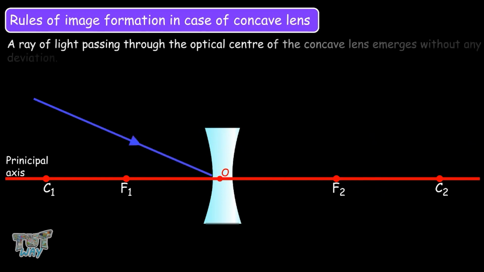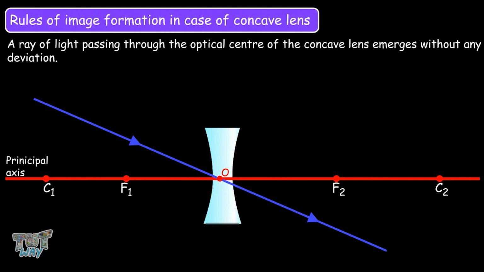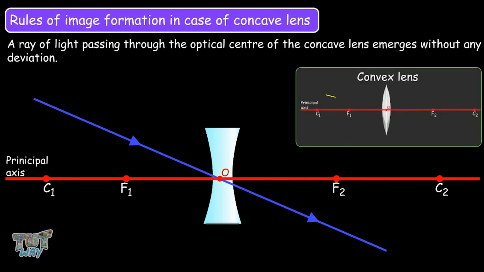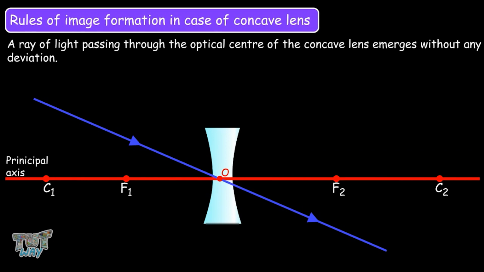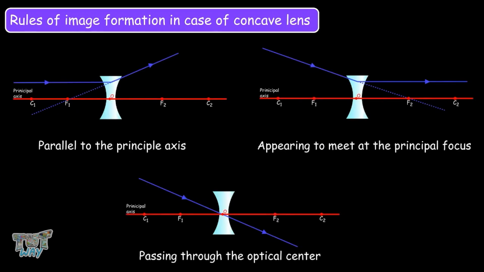A ray of light passing through the optical center of the concave lens emerges without any deviation. This is the same as a convex lens. Recall that in a convex lens, a ray of light passing through the optical center also emerges without any deviation. These are the three rules we will use while learning the image formation in the case of a concave lens.